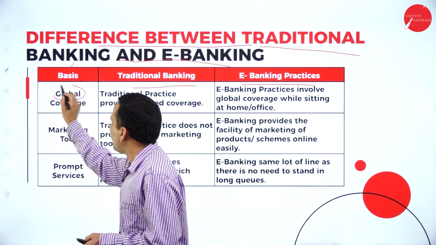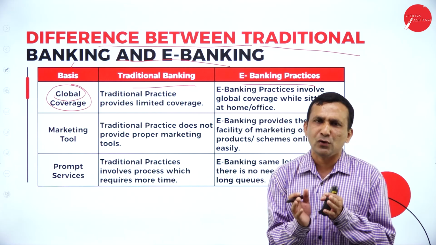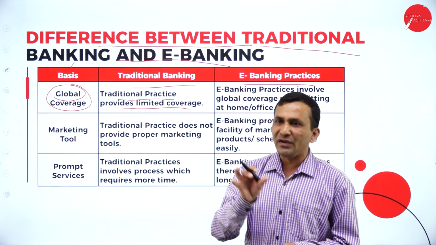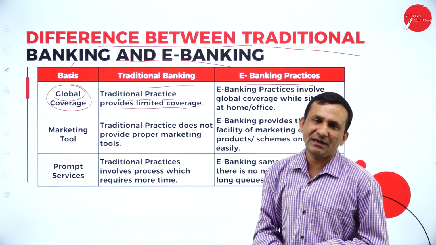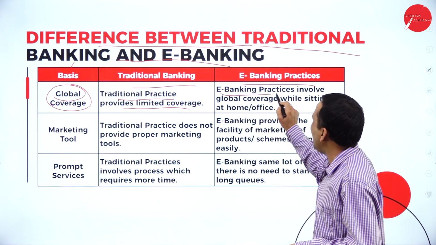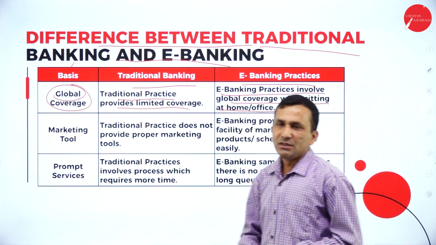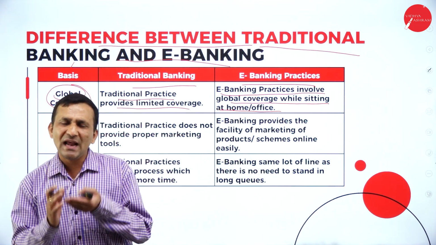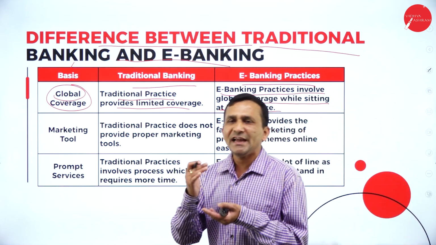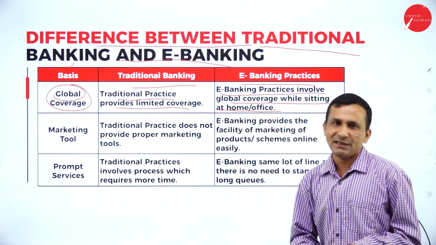At the time of global coverage, in traditional banking we are not able to cover globally. A traditional practice provides only limited coverage; within a specific location we need to get the benefit or access. But in the case of e-banking, the practice involves global coverage while sitting at home or office. Customers who have an account can deposit in a different city, withdraw, and transfer. There are a lot of benefits they are getting because of electronic banking.